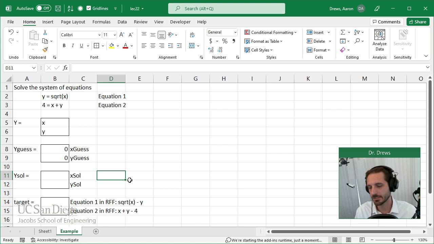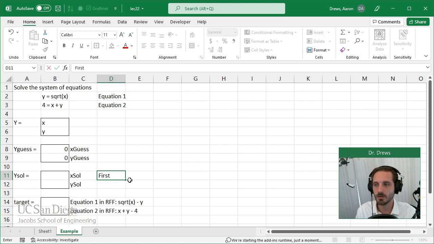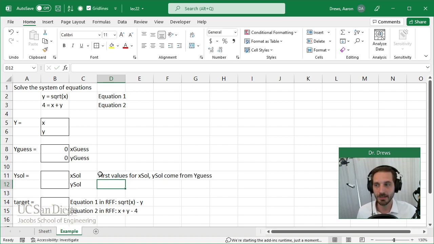So the first values for xsol and ysol come from yguess. We don't have to do that. That's what happens within the fsolve function when it's operating. We just have to tell it what the xguess and the yguess are. So all that really happens here is these values get copied down, right? I have 2 zeros here. Those become my first values that are in here.